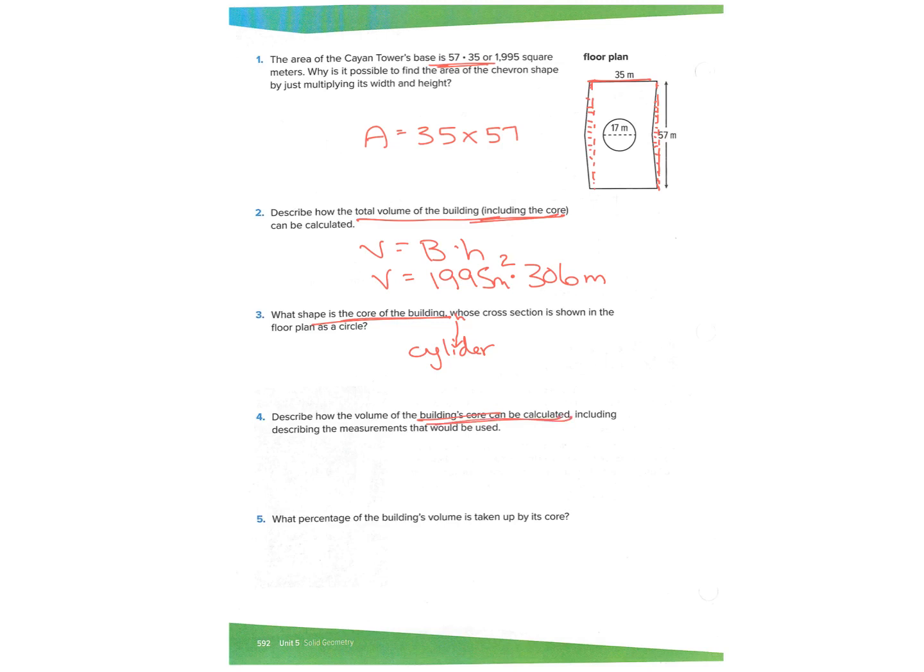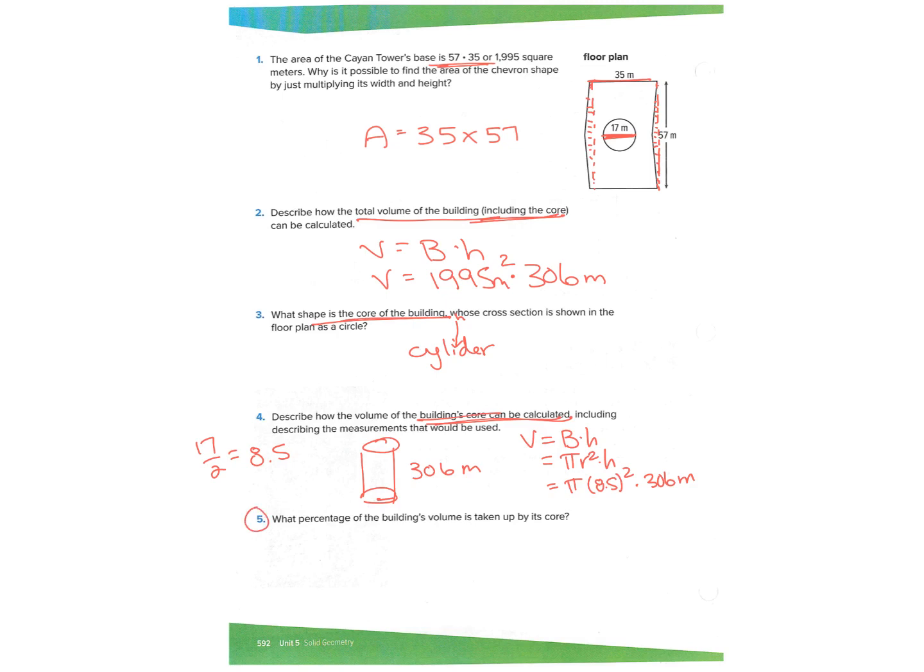So this cylinder going through this building is 306 meters tall, because that's how tall the building is. And this radius, I can calculate. If you look at this picture up here in number 1, that 17 is a diameter. So 17 divided by 2 is 8.5. The volume of this cylinder is the area of the base times the height. The base is a circle, pi r squared, times this height. So it would be pi times 8.5 squared times the height of 306 meters.